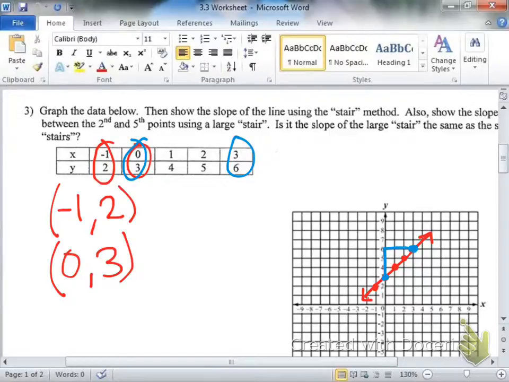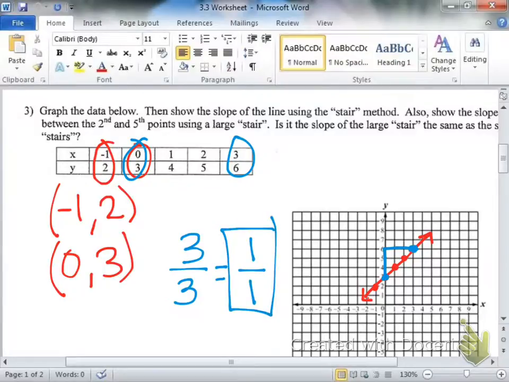So my slope is rising 3, running 3. 3 over 3 reduces to 1 over 1. So my slope here is 1 over 1. If you picked a different point, your slope might have been 2 over 2 or 5 over 5. It just depends on which points you picked, but it should always reduce to the same thing if you did it correctly. What are your questions on number 3?